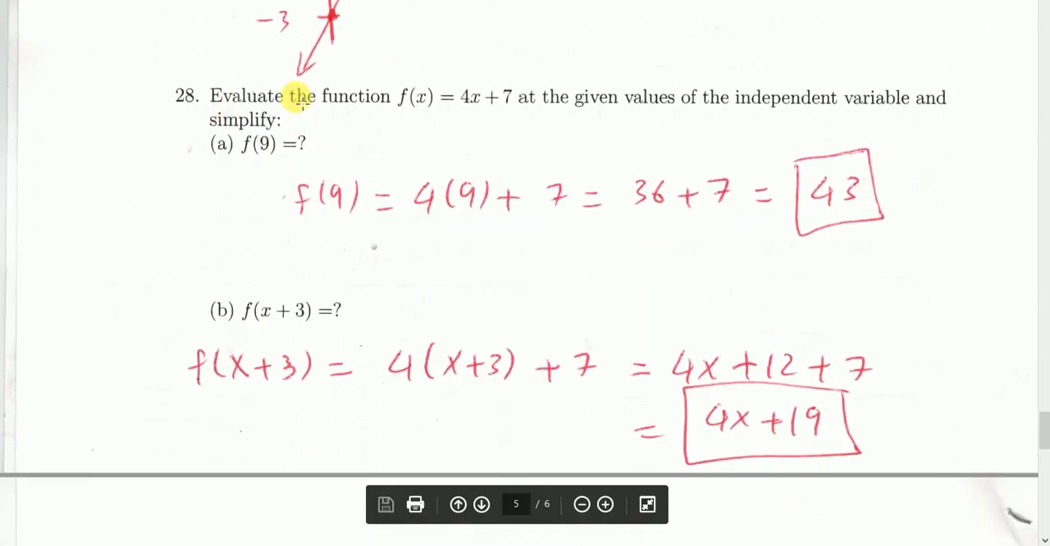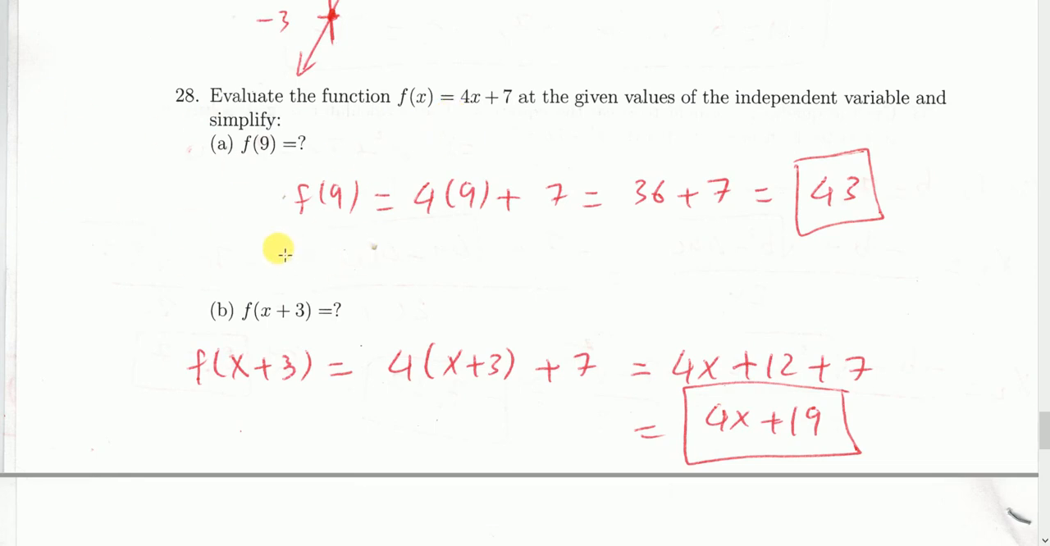28. Evaluate the function f(x) equals 4x plus 7 at the following values. So f of 9: 9 is now in the place of x. So just plug in 9 for x whenever you see x here. So 4 times 9, plus 7. 9 times 4 gives you 36, plus 7 gives you 43.